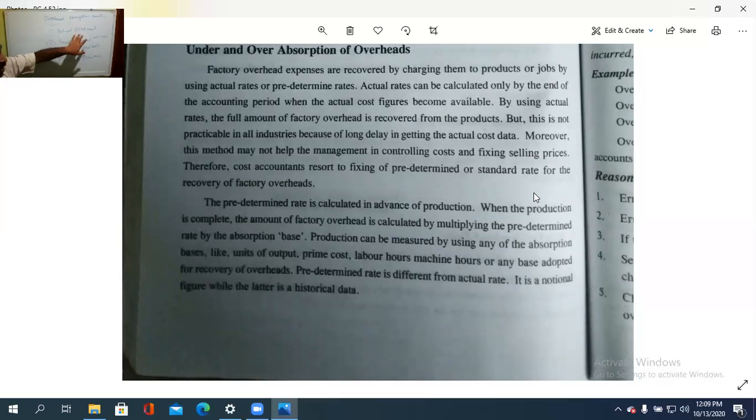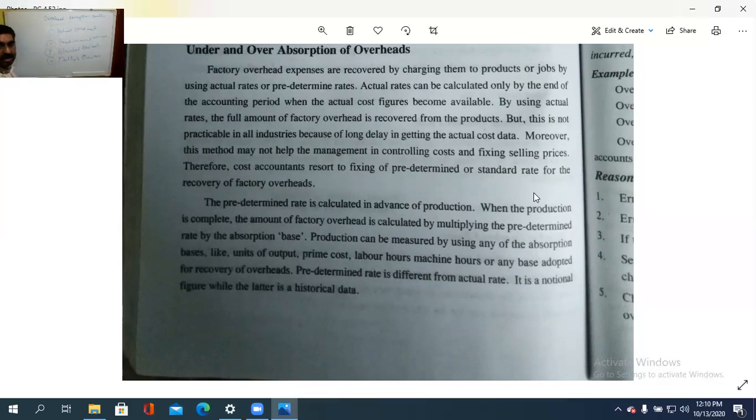Overhead absorption rate, under that actual overhead rate, that is actual overhead for the period divided by actual base for the period. Predetermined overhead rate means what? Predetermined, മുന്നേ കൂട്ടി തീരുമാനിച്ചിരിക്കുന്നത്. So അത് നമുക്ക് ക്ലിയർ ആയിട്ട് യഥാർത്ഥമായിട്ടുള്ളതല്ല, പകരം അവിടെ എസ്റ്റിമേഷൻ ആണ്. So estimated overhead for the period divided by estimated base for the period.